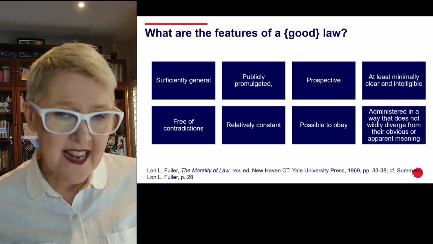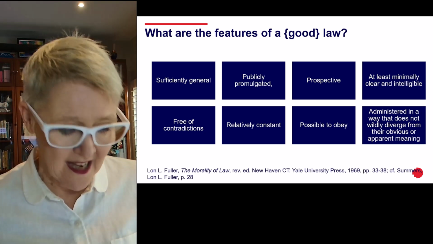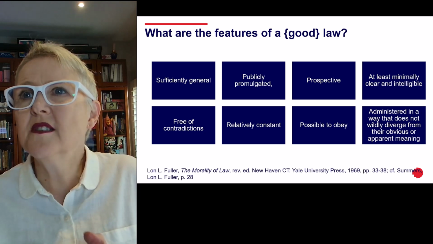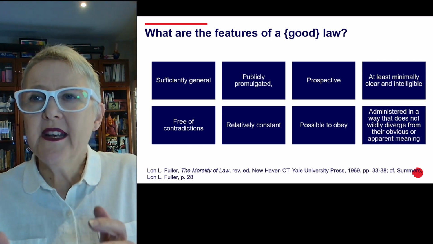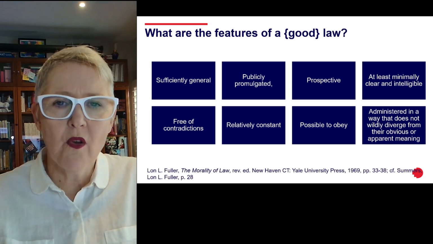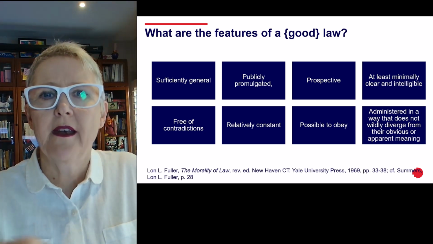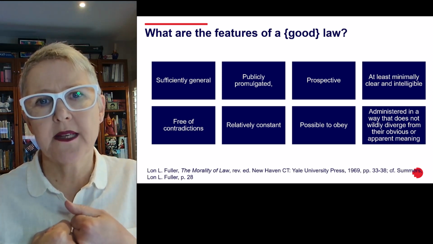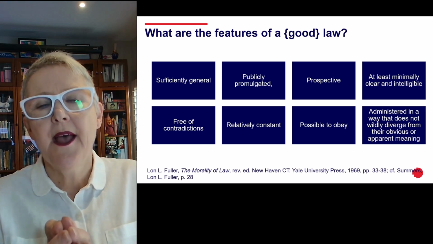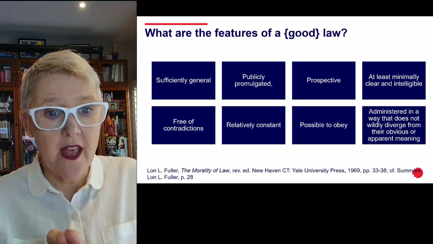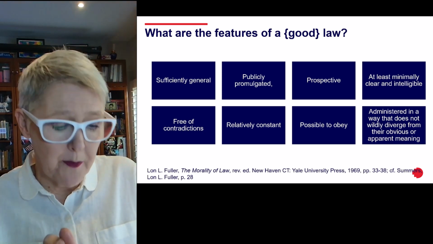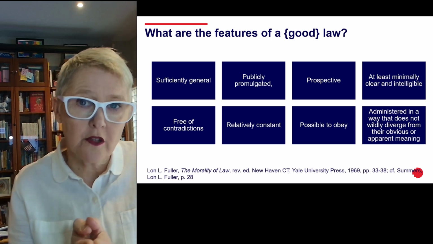So it needs to be, and this is kind of the other side of the next one, relatively constant. So it needs to be free of contradictions. In other words, we can't have one law that is the opposite of another law and both of them stand up together. There needs to be a way of addressing inconsistencies and to ensure that the law applies consistently across the population. It needs to be relatively constant.